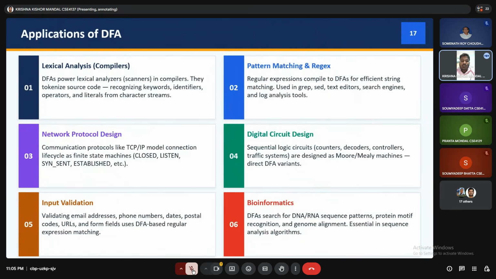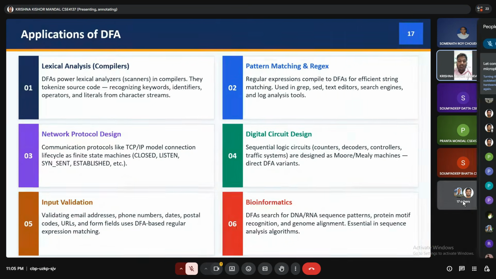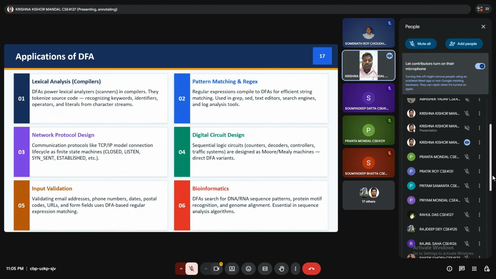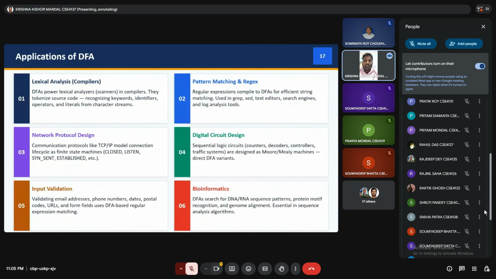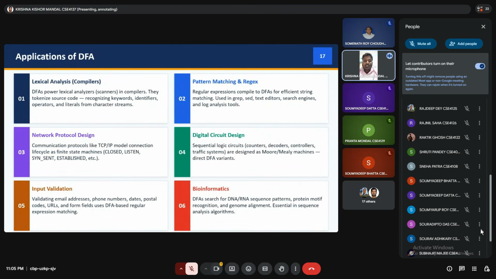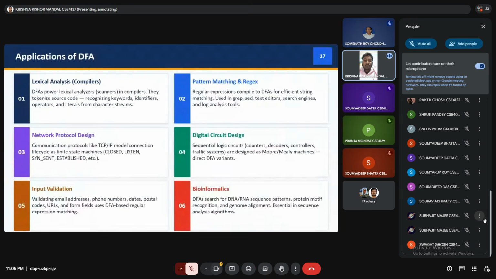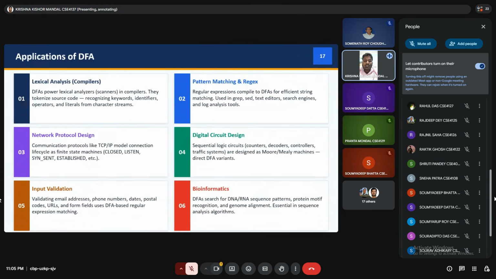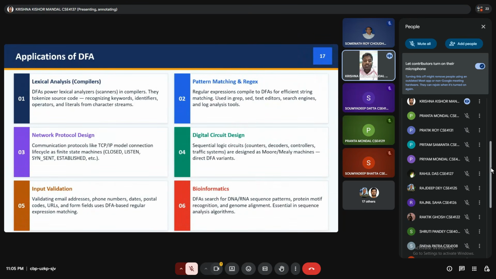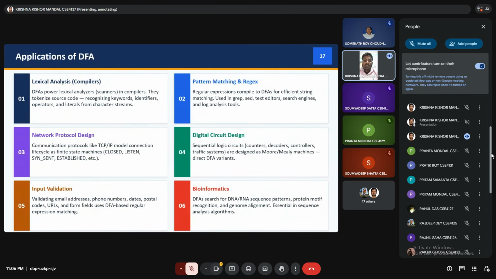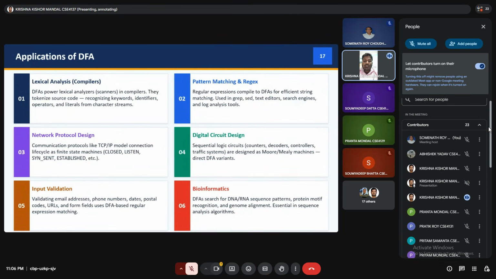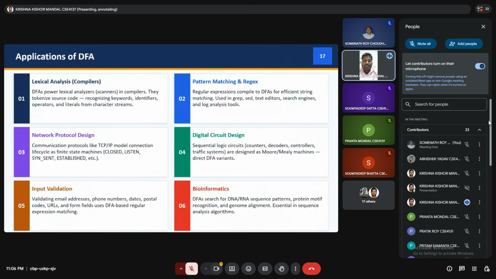Next, now let's look at some important applications of DFA. First, in compiler design, DFA is used for lexical analysis. It helps identify keywords, variables and symbols from source code. Second, in pattern matching and regular expressions, DFA is widely used in tools like text editors and search engines to efficiently find patterns. Third, in network protocols, DFA models define connection states like listening, sending and established connections, etc.